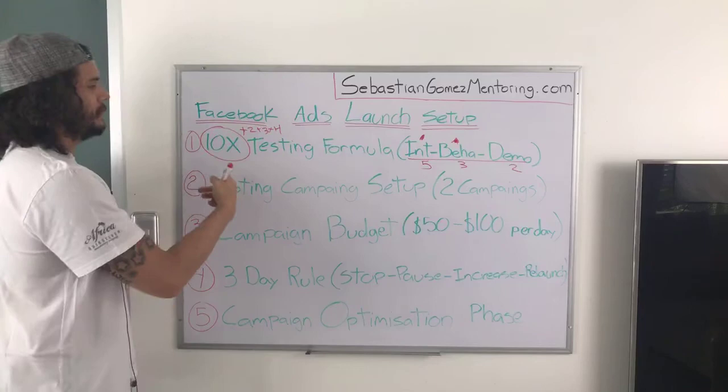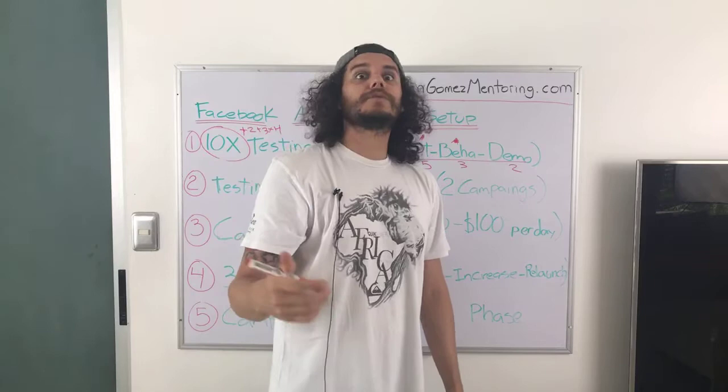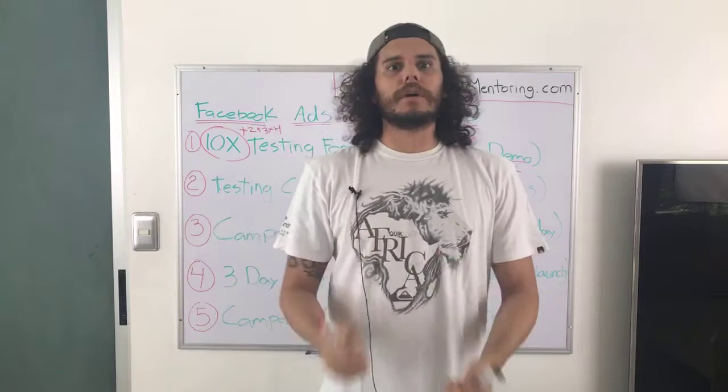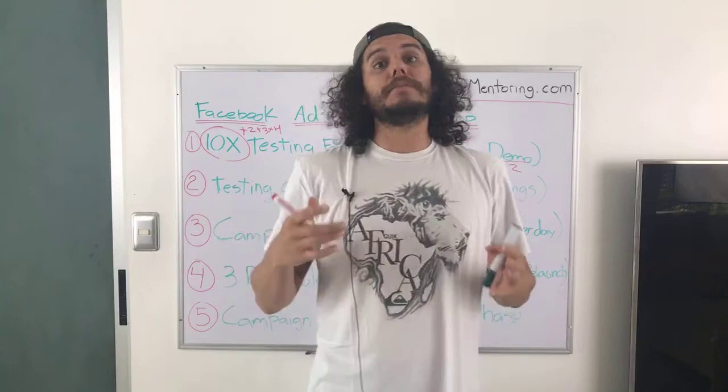Because if I was able to find 10 interests, and out of those 10, for example, 5 or 6 work for me, I have a 50% success rate. And if I need to test more and more, I'm going to look for another 10 interests, behaviors, and demographics, and rinse and repeat, rinse and repeat. That's the most important thing that you guys need to understand.